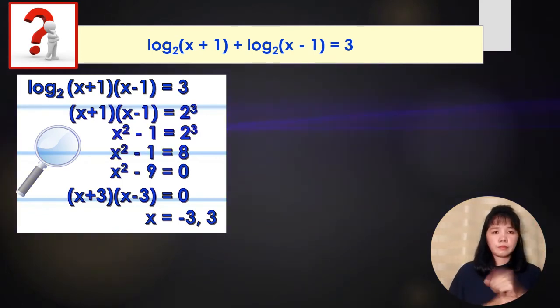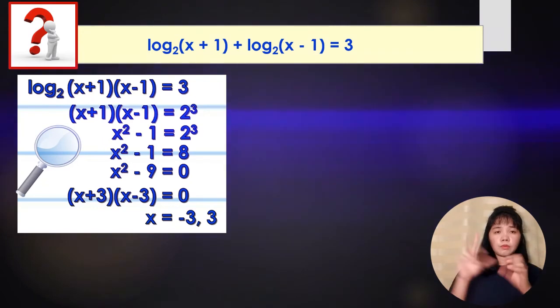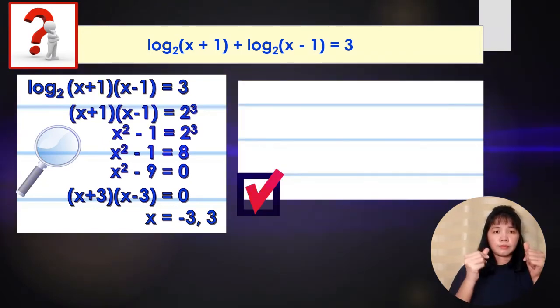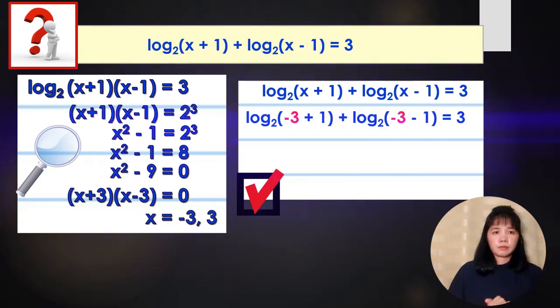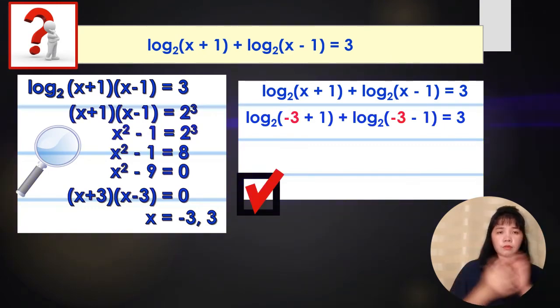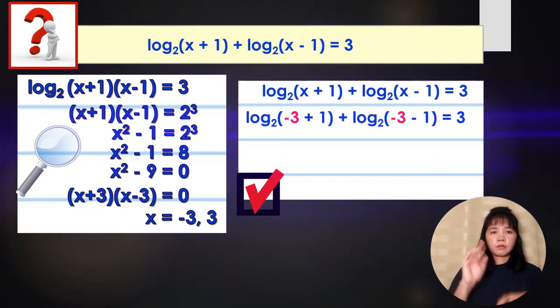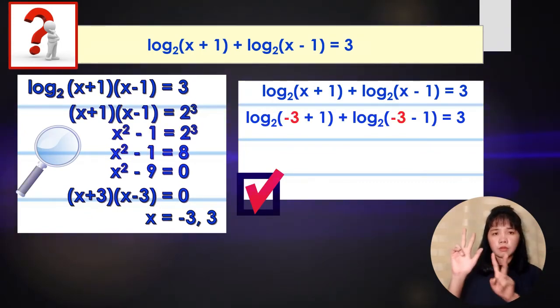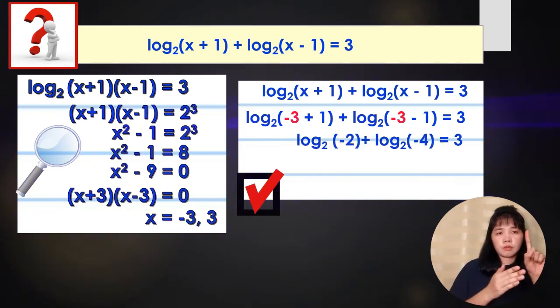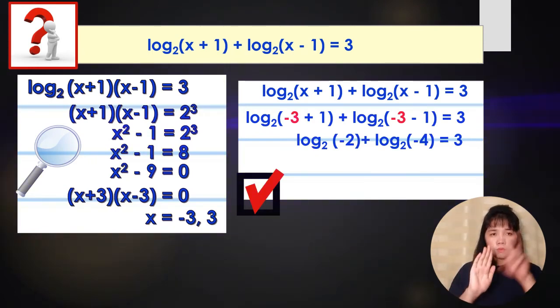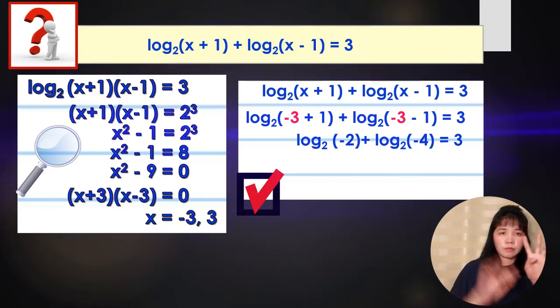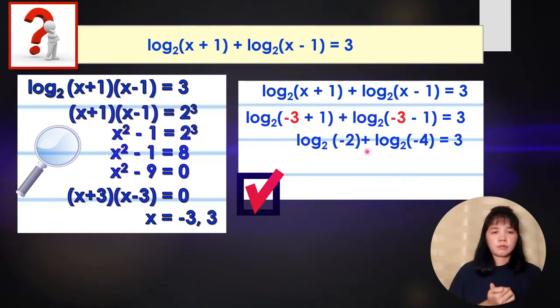Now let us check if the two of these are solutions or only one of these is the solution. Let's start with negative 3. So copy the given equation. Next is to substitute negative 3 for x. So we have the logarithm of quantity negative 3 plus 1 to the base 2 plus the logarithm of negative 3 minus 1 to the base 2 equals 3. And here we have the logarithm of negative 2 to the base 2 plus the logarithm of negative 4 to the base 2. So then again, you have a plus sign.